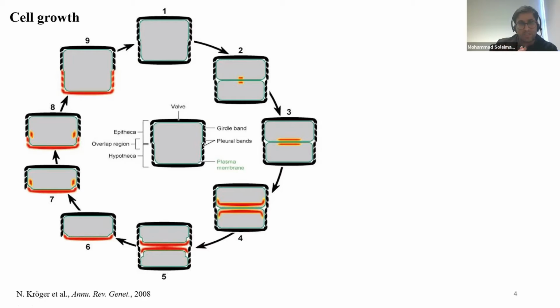The structure of diatom is like a petri dish. We have two lids, which are known as valves. The top one is called epitheca, and the lower one is called hypotheca. These two valves are overlapping each other by a number of girdle bands.